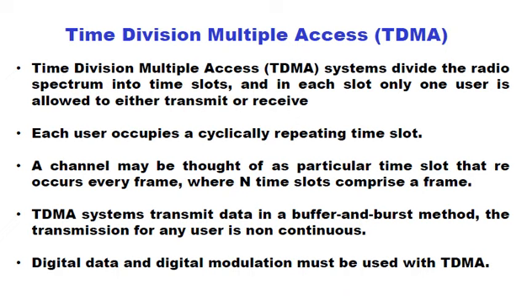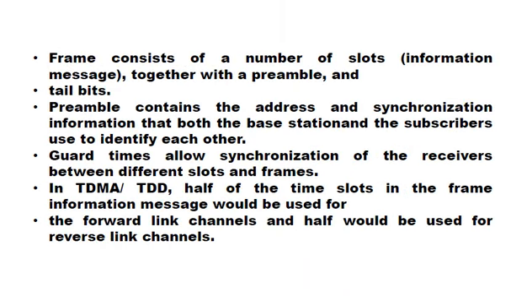The transmission for any user is non-continuous. Digital data and digital modulation must be used with TDMA. A frame consists of a number of slot information messages together with a preamble and tail bits. The preamble contains the address and synchronization information that both the base station and the subscribers use to identify each other. Guard times allow synchronization of the receiver between different slots and frames.